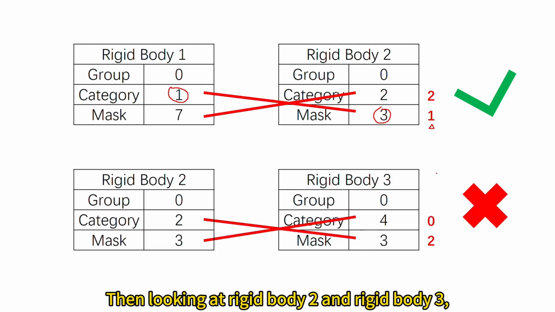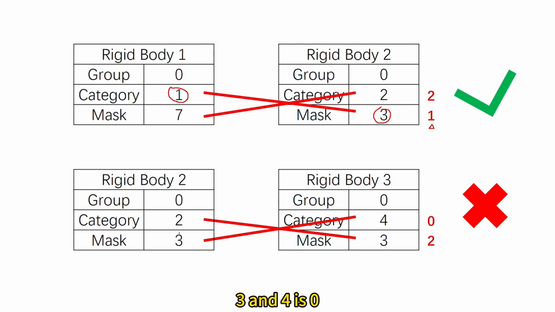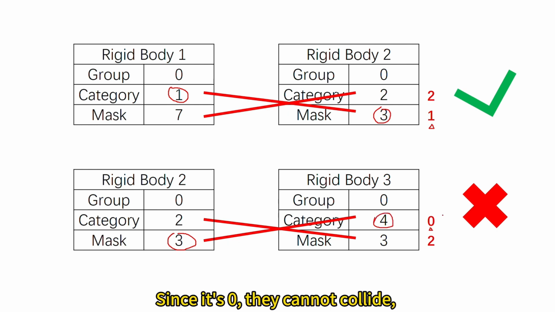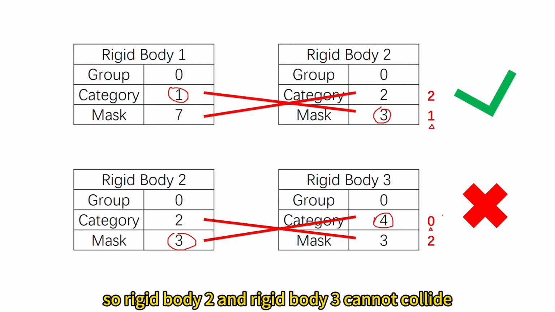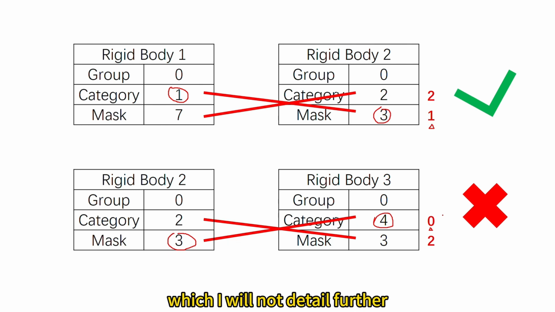Then looking at rigid body 2 and rigid body 3, the AND operation result of 2 and 3 is 2, and 3 and 4 is 0. Since it's 0, they cannot collide. So rigid body 2 and rigid body 3 cannot collide. The collision between rigid body 1 and rigid body 3 can occur, which I will not detail further.